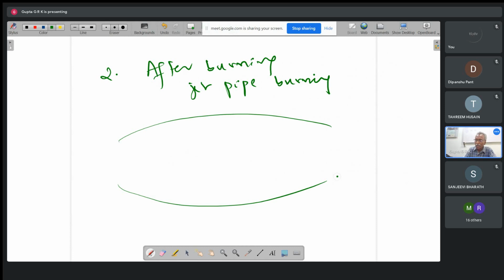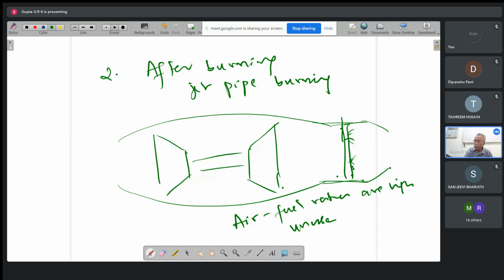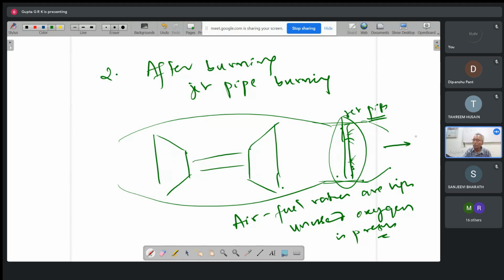Okay, so when I have like this turbine, here this is called the jet pipe. Here I can inject some more fuel after the turbine because air fuel ratios are high. Unused oxygen will still be present, so I can burn some more fuel. So I can inject the fuel in the jet pipe so that I can increase the temperature or the enthalpy so that I will have an increase in the thrust power. Is it clear?